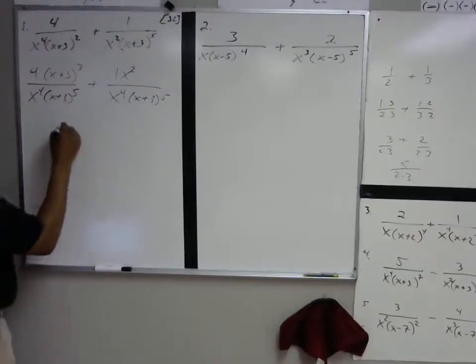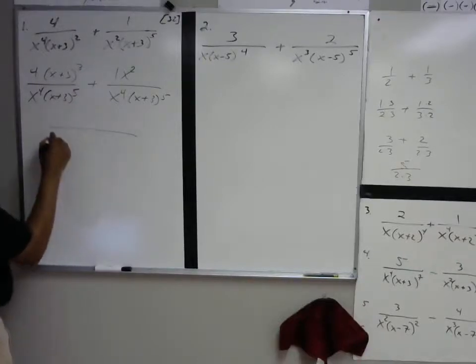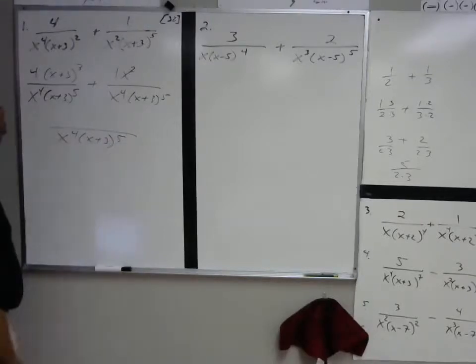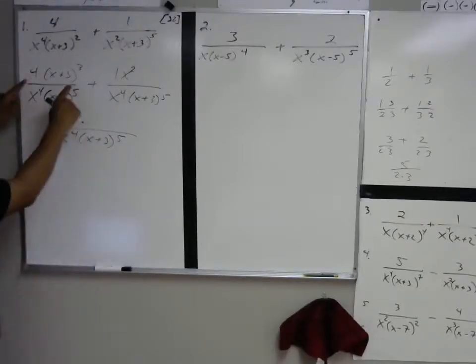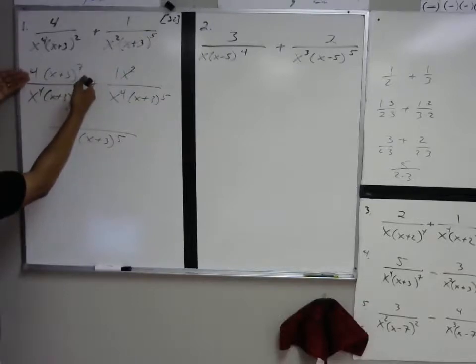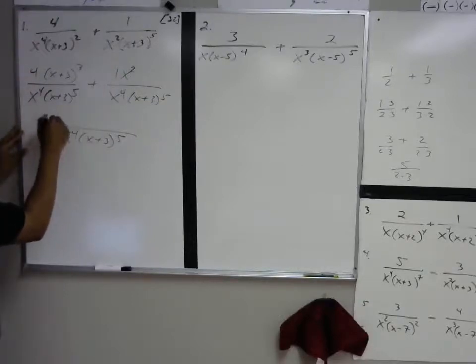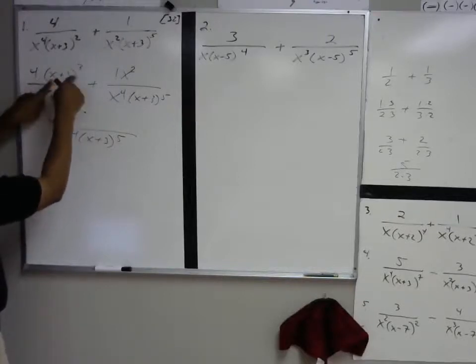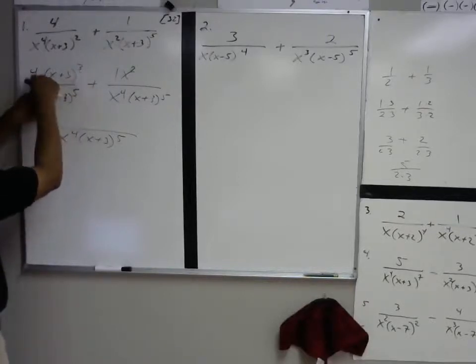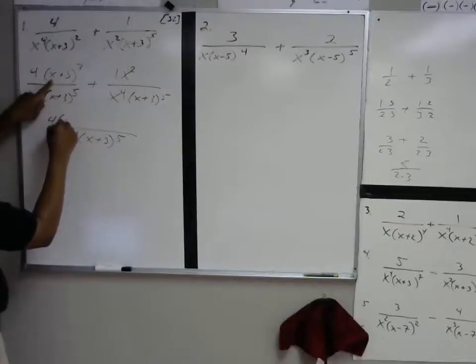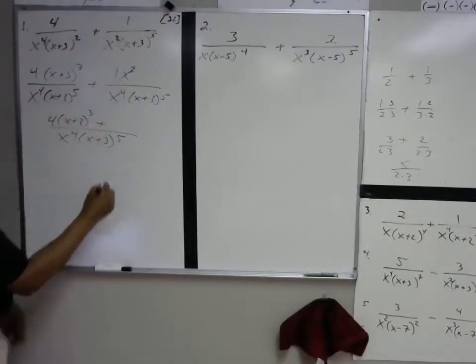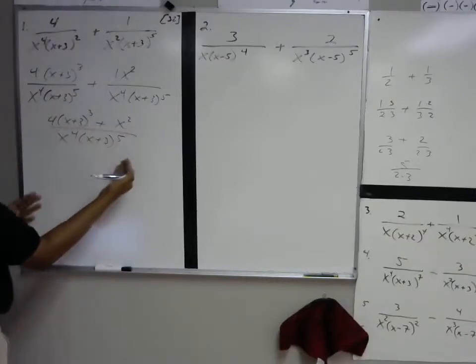Now from here, we'll create one denominator, x to the 4th, x plus 3, all to the 5th. Now, these two are already multiplying, and notice that we're not going to multiply this because this is the 3rd power. If this is to the 1st power, I will distribute. Because it's the 3rd power, I can't distribute the 4. So it just stays this way. Plus 1 times x squared is x squared. And we're finished. That's it.